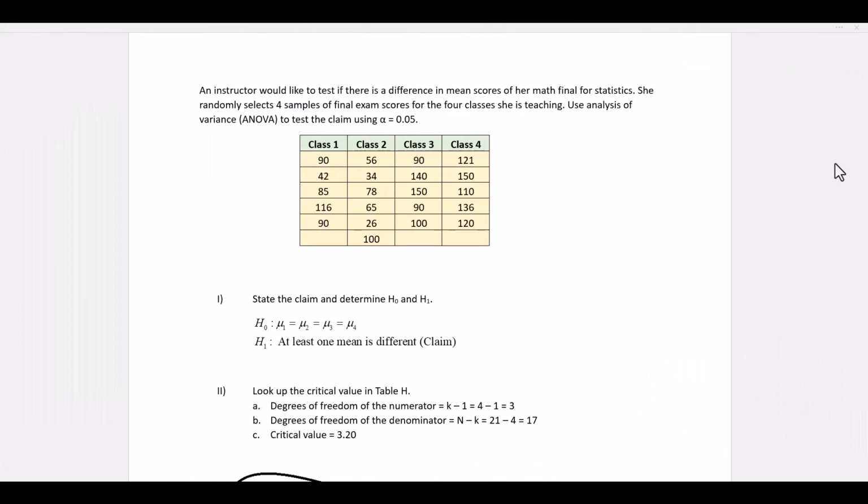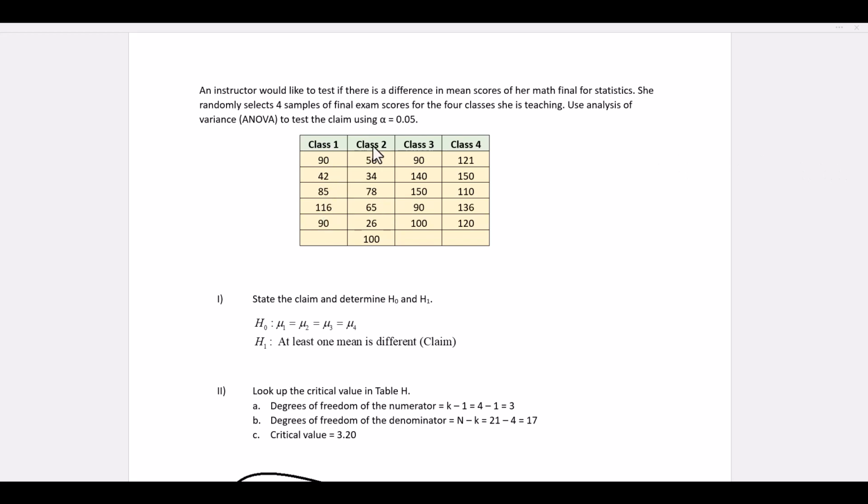In this video, I will perform an analysis of variance using a TI-84 Plus calculator. We begin with the following example. It states, an instructor would like to test if there's a difference in mean scores of her math final for statistics. She randomly selects 4 samples of final exam scores for the 4 classes she is teaching. Use analysis of variance, also known as ANOVA, to test a claim using alpha equal to 0.05.